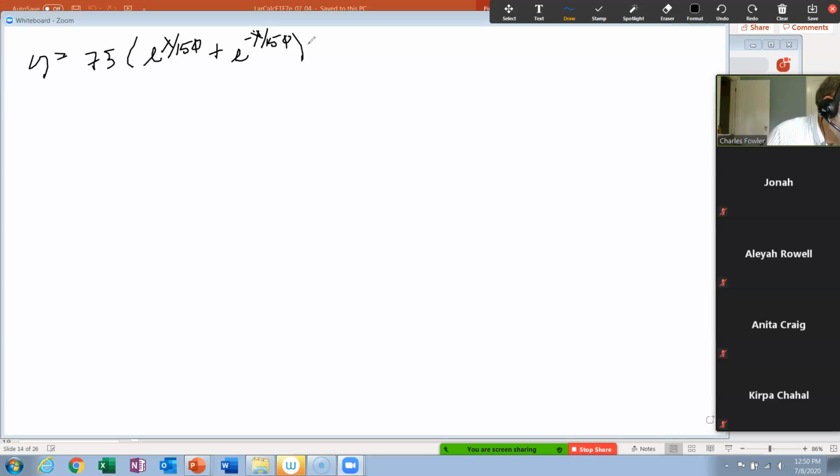Okay, so the first thing we're going to do, as always with arc length, is take a derivative. So the y prime here is equal to, keep the 75 out front, it will change later, and then here the derivative of e to the x over 150 is e to the x over 150.